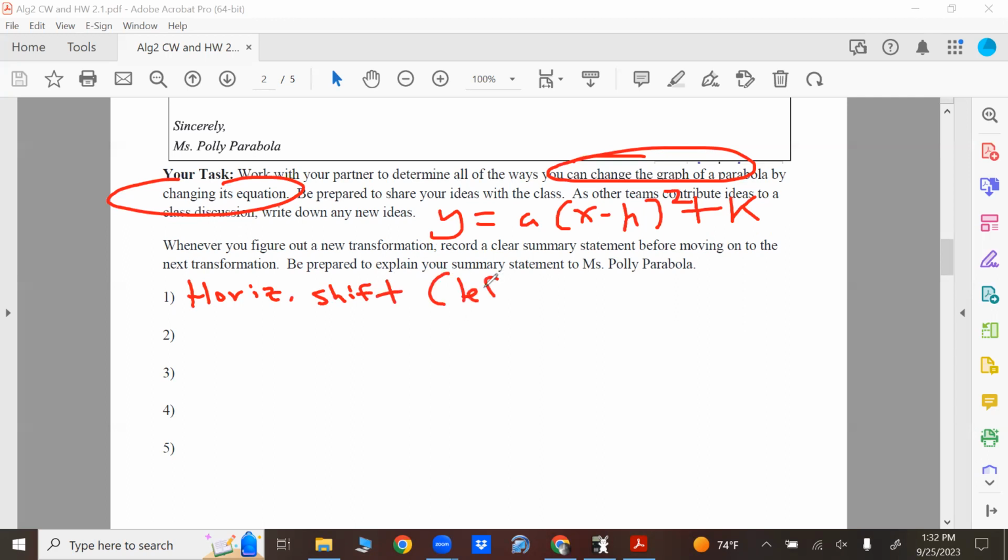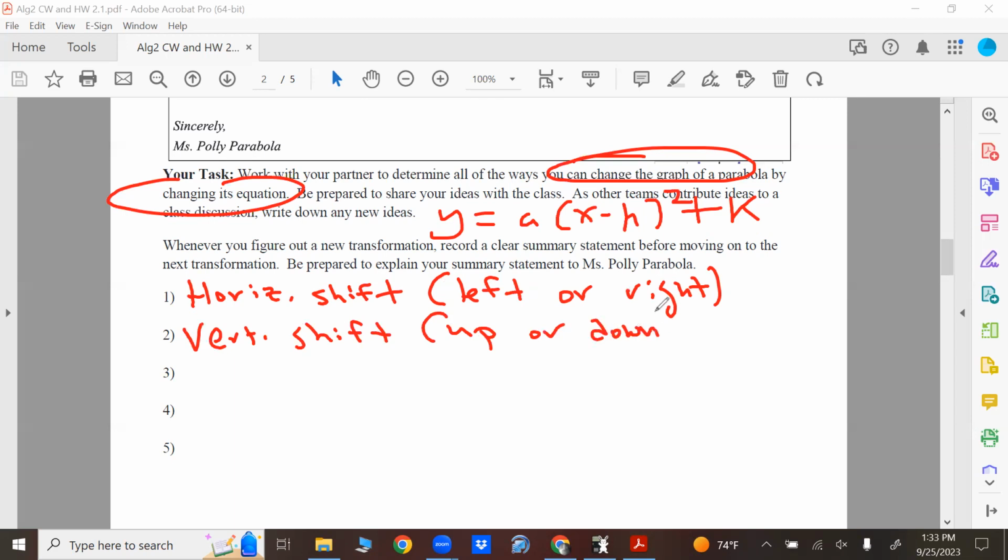So we're going to move the graph either left or right. We're also going to talk about vertical shifts, so either going up or down. Oh, it's so much better with the stylus. Here we go. We're also going to talk about vertical stretch or compress.